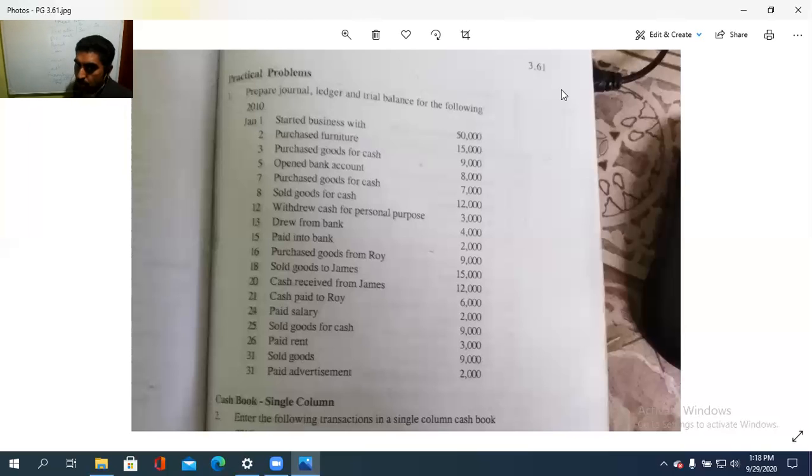Cash paid to Roy, Roy debtor to cash, 6,000. Paid salary, salary account debtor to cash, 2,000. Sold goods for cash, cash account debtor to sales, 9,000. Paid rent, rent account debtor to cash, 3,000.